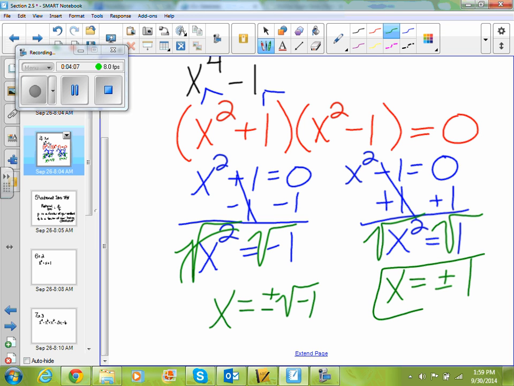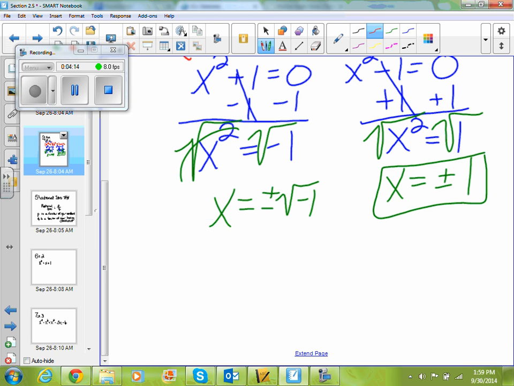Okay, so I know 2 of my solutions are right here. And I know I had to get 4 because my exponent was 4. The other 2 come from this positive or negative square root of negative 1. The square root of negative 1 is i, so I get positive or negative i as my other 2. Okay, so this one has 2 real roots at positive 1 and negative 1, and 2 imaginary roots at positive i and negative i.